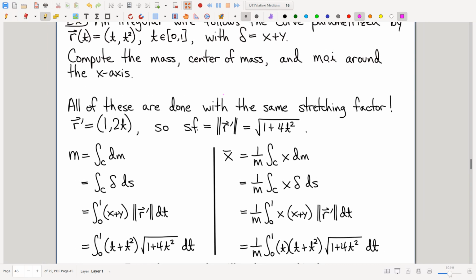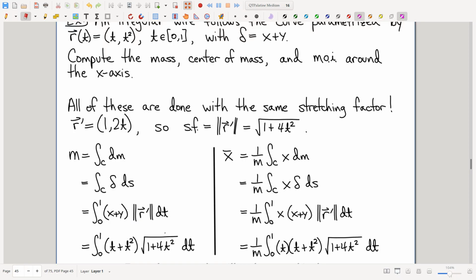So let's start with the mass. Now again, I like to doff the cap to mass being an accumulating quantity. The whole is the sum of the parts. That's a little superstition of mine. I think it's nice to recognize that. We already know, by the way, that mass is mass per unit length times length. The mass per unit length was given. We argued on the previous page that the magnitude of R prime is our stretching factor. So stick that in there.